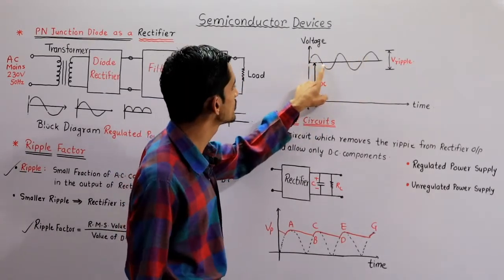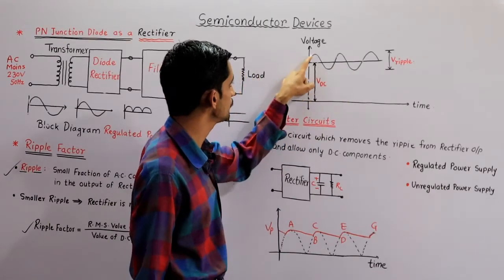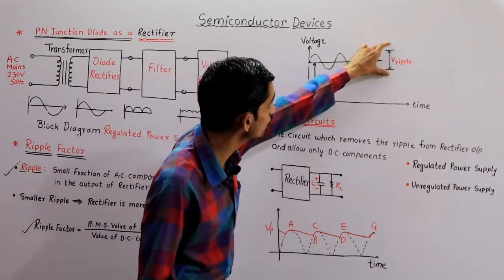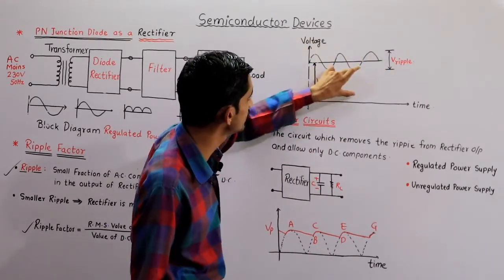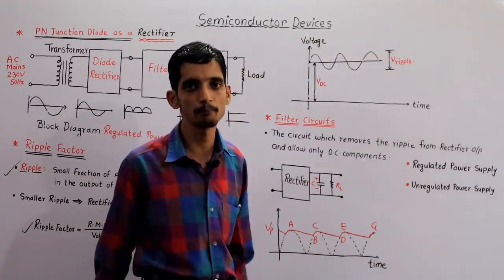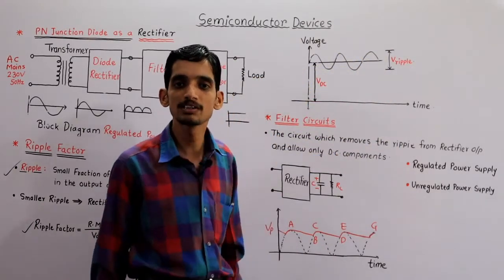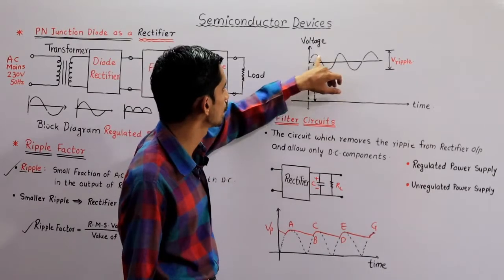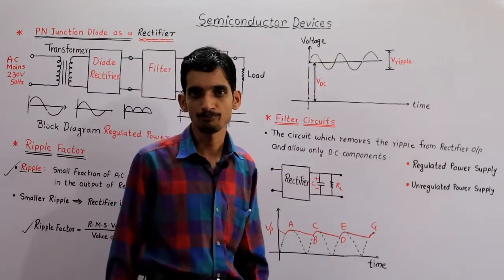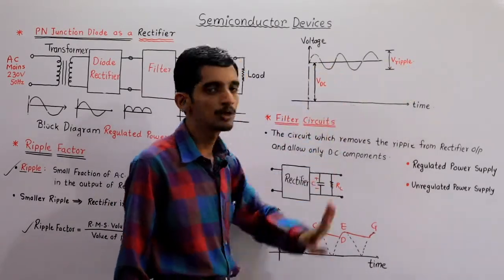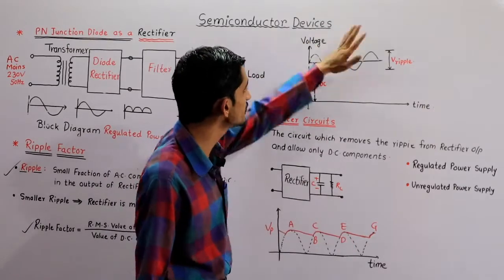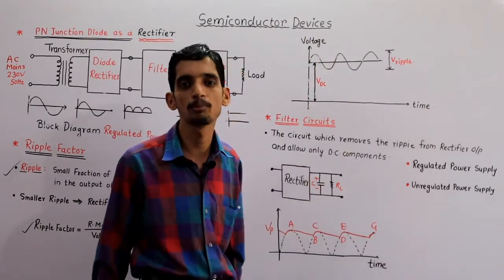Actually this output should settle at this line only, but it is varying above and below that line. Whatever this peak-to-peak voltage is, it is called the ripple voltage. It means the voltage varies from one peak to another peak. So this is called ripple voltage. We have to avoid and eliminate this ripple.